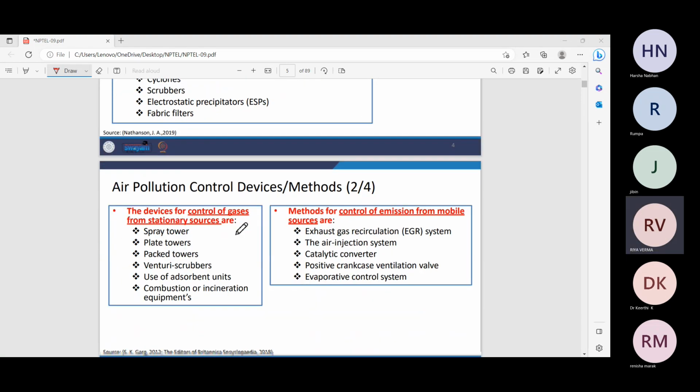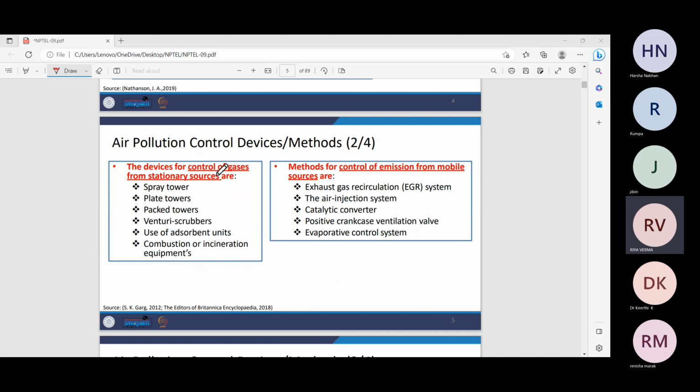Now coming towards the control of gases from stationary sources. Excuse me, just a second. Yeah, sorry for that.